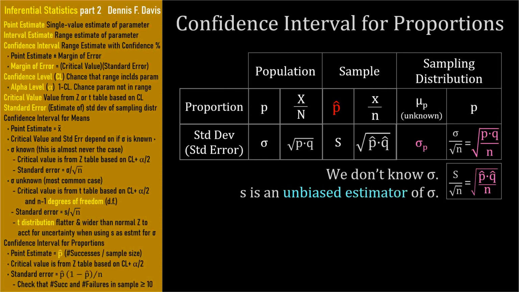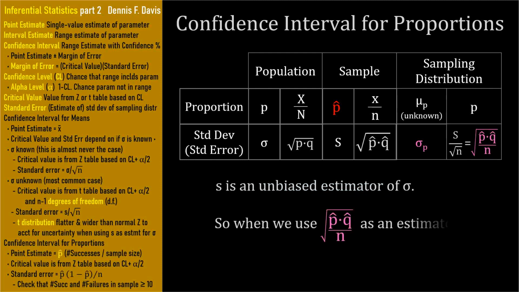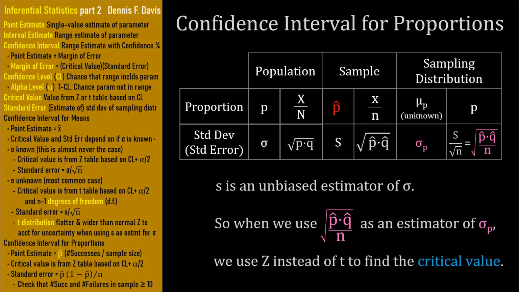Remember, I said that s was an unbiased estimator of sigma. This means that when we use the square root of p hat times q hat divided by n as an estimator of sigma sub p, we don't have to account for any extra uncertainty, so we can use z instead of t to find the critical value. There is a double condition to check for, but they're often true. I'll go over the condition after we do our first problem, but the practical point is that when constructing confidence intervals for proportions, we use z-tables.